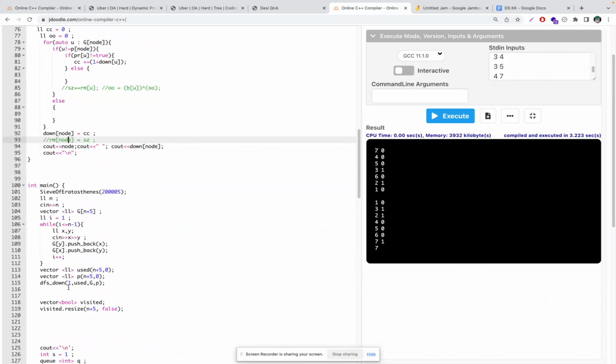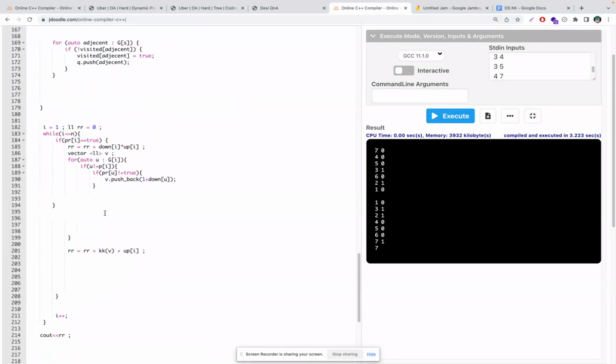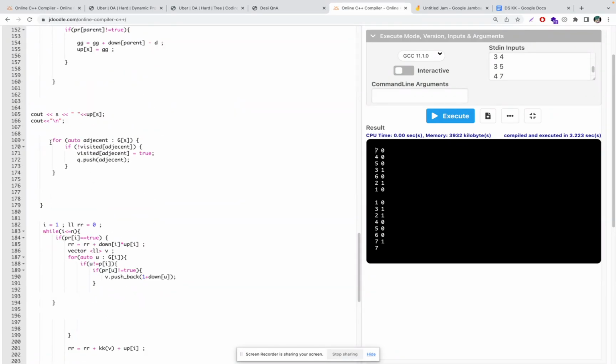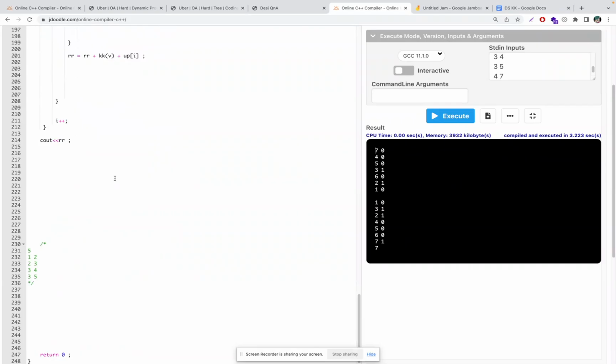Then I calculate up nodes. So guys, for up nodes, you can see that I am doing a breadth first search here. Okay, BFS. I'm traveling from the first node, then I'm going to the second node, third node, fifth node, sixth node. So that's how I'm calculating the up nodes.